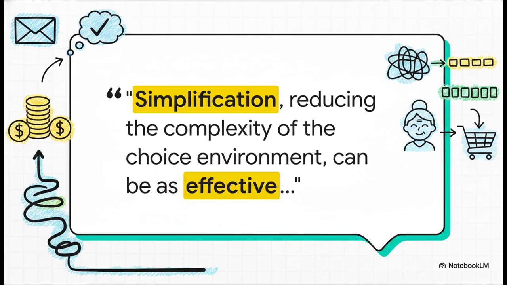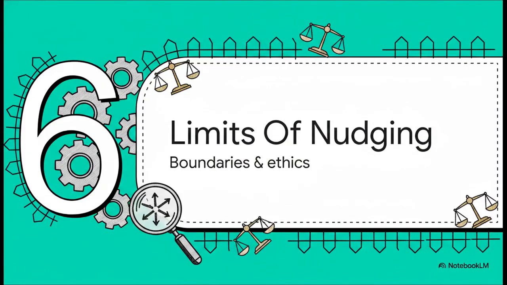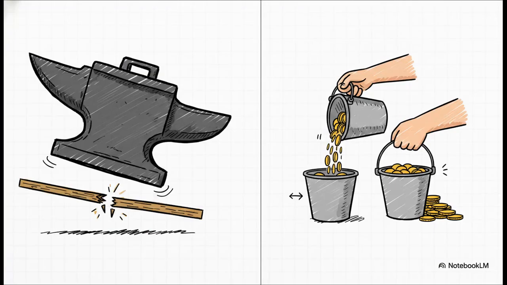Reducing the cognitive complexity of a choice environment can be absolutely as powerful as the most sophisticated architectural nudge out there. Section 6. The limits of nudging. Now, defaults aren't magic, right? They break down when pushed way too far. For example, when one company set an extreme 12% default pension rate, people actively opted out. The inertia was broken by the sheer financial cost.